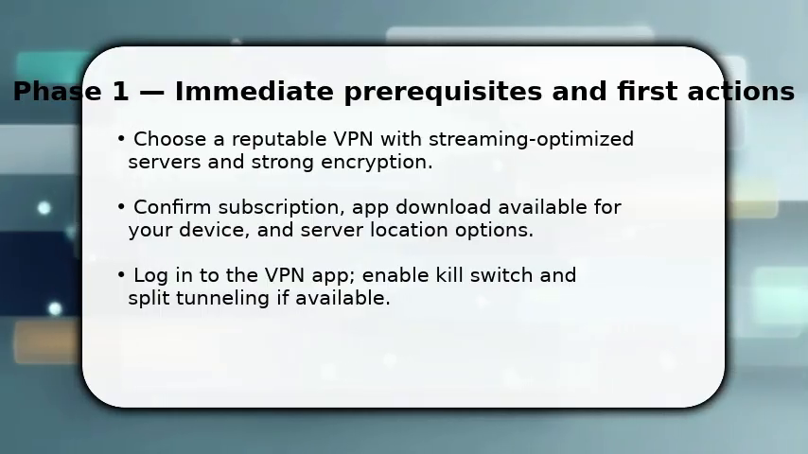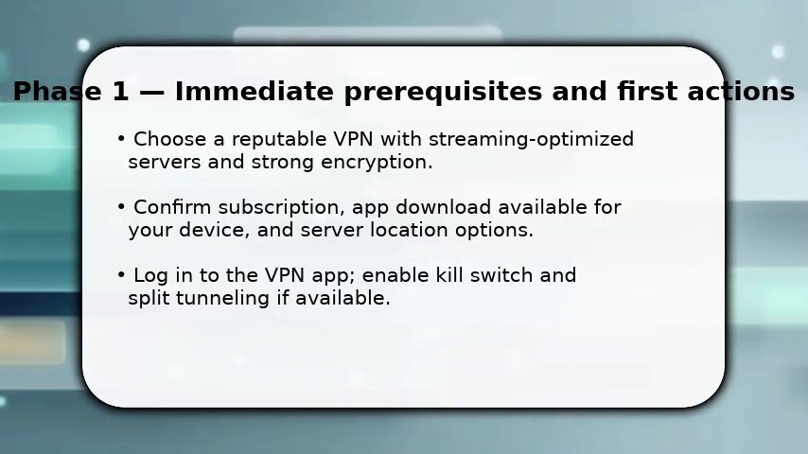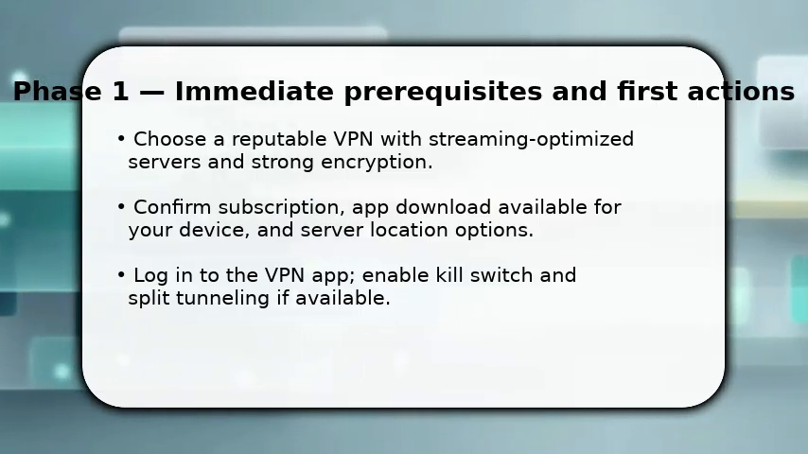You start by picking a VPN built for streaming. This matters because some providers throttle or block video. Once chosen, subscribe and install the app on your device, whether phone, tablet, or smart TV. Make sure the provider lists servers near the Crunchyroll region you need.